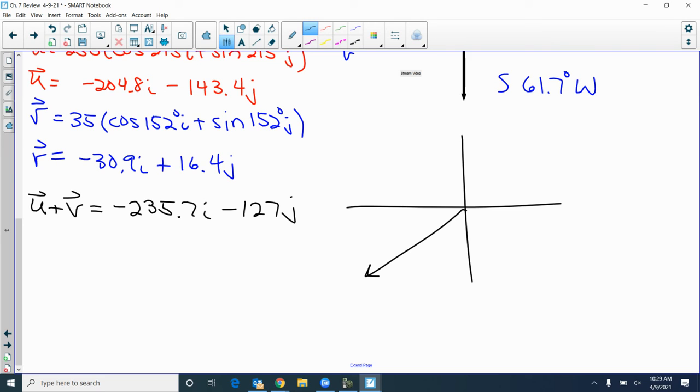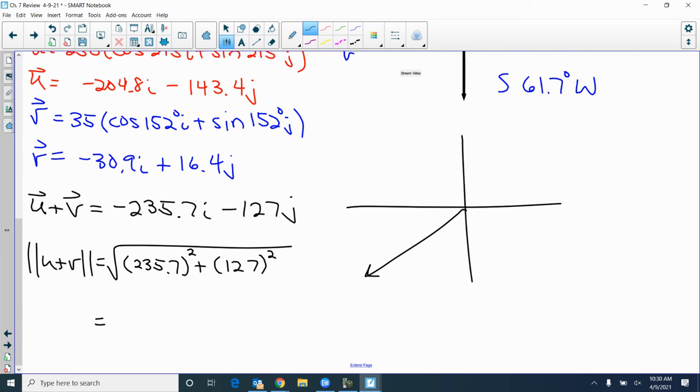We're gonna need to know the magnitude. So the magnitude of U plus V is the square root, and you don't necessarily need those negatives because we're just squaring it. 235.7 squared plus 127 squared. That's 267.7, and that'll be kilometers per hour for that one. Now, it does ask for bearing. Bearing will have to be south, whatever this degree is, west.